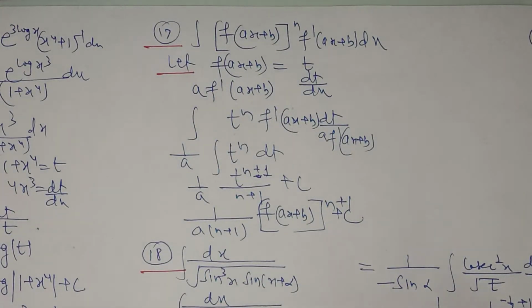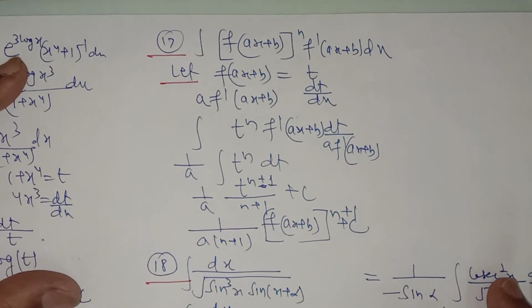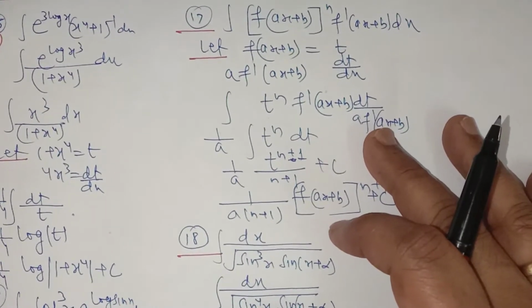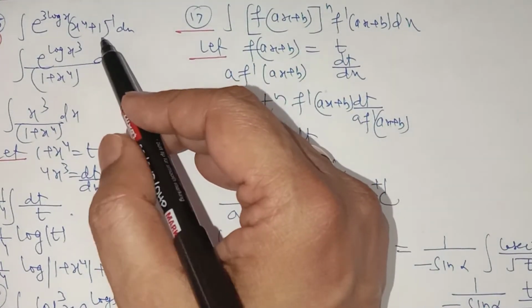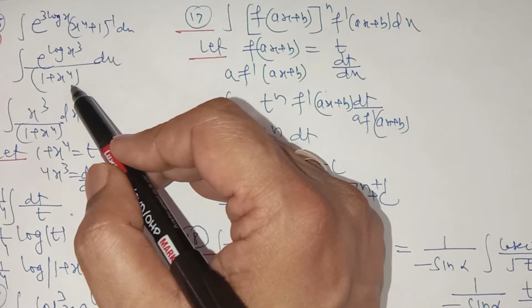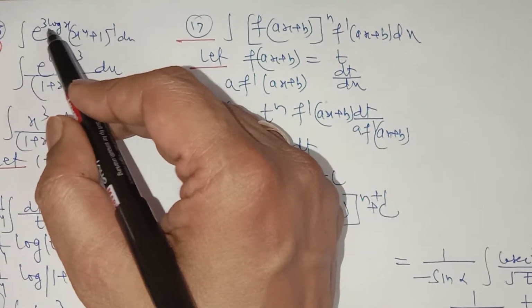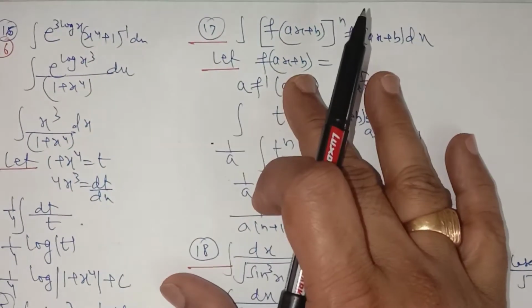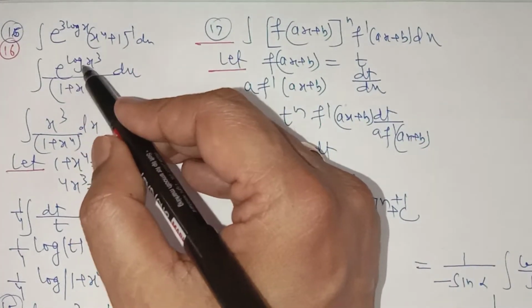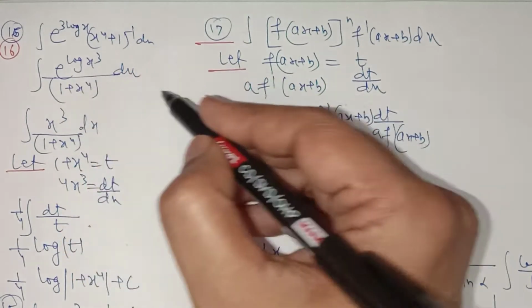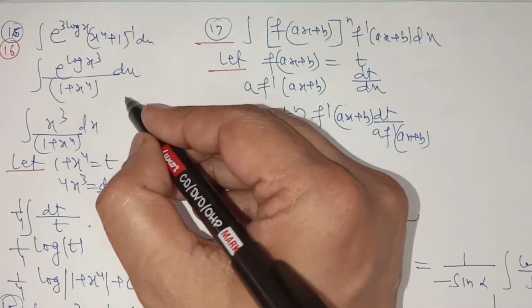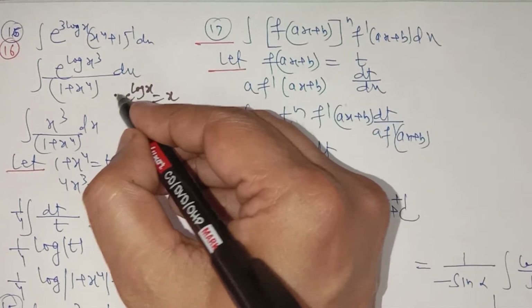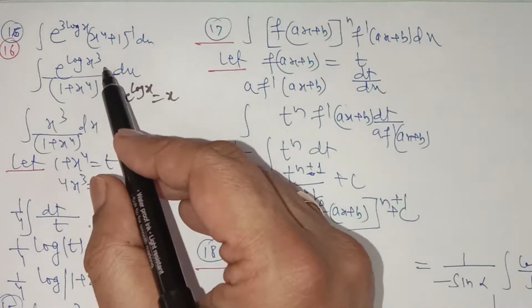In question number 16, it is e to the power 3 log x into 1 plus x to the power 4 raised to power minus 1. So you first of all arrange it, take this to the denominator, and e to the power 3 log x will be e to the power log x cube, using the property of the log. And you know that e to the power log x cube will be equal to x cube. We have just done this in the 2 to 3 questions before. E to the power log x is equal to x, so it will be only x cube.